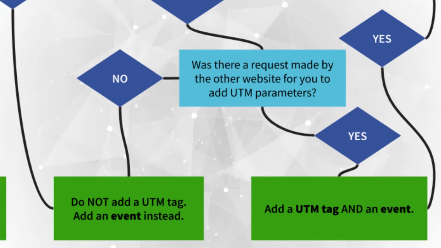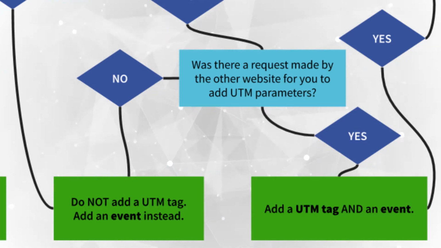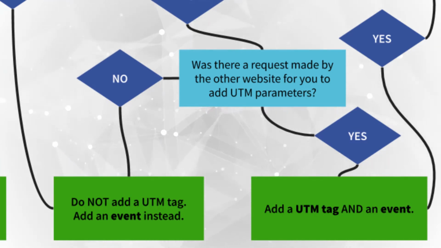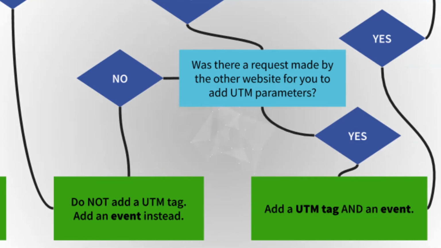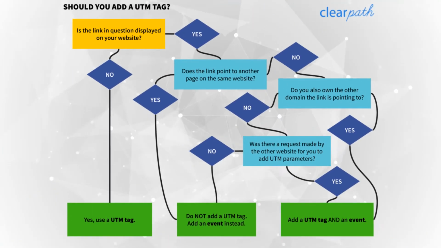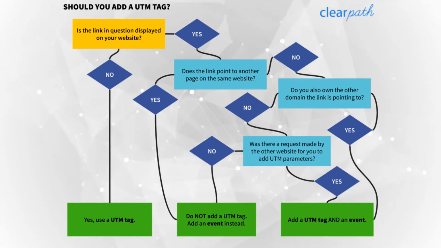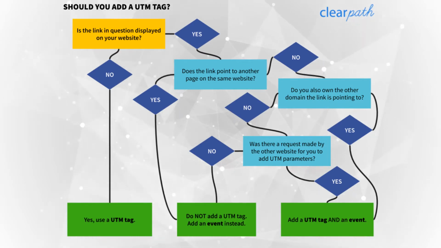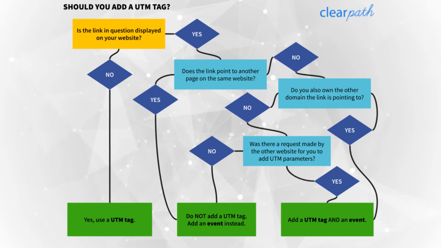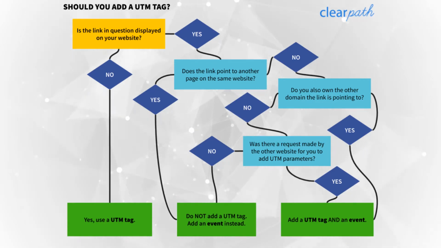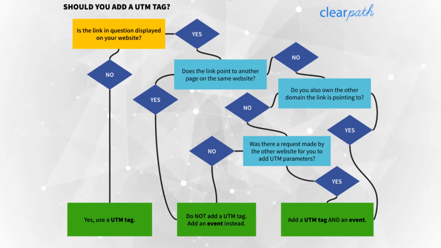If the link on your website is an external link, you can track it by using both a UTM tag and an event. The event will track the click under behavior on your site, and the UTM tag will track the click under acquisition on the site you sent the traffic to. It can get confusing to understand when and if you should add a UTM tag to a link on your own website. To help understand when it's appropriate, I created a flowchart that you can refer to. There will be a link in the show notes.